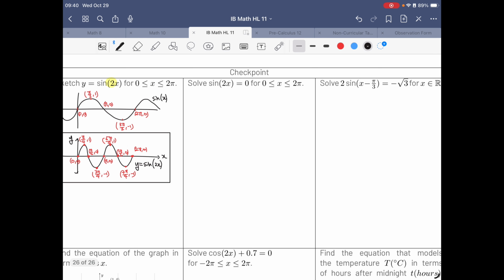Well, the first thing I'm going to do is let u be 2x. I'm doing that because I don't like how the inside of the sine is not just x. So if I rewrite that, it becomes sine of u equal to 0. And in order to solve this equation, I think I can solve this using a unit circle here.